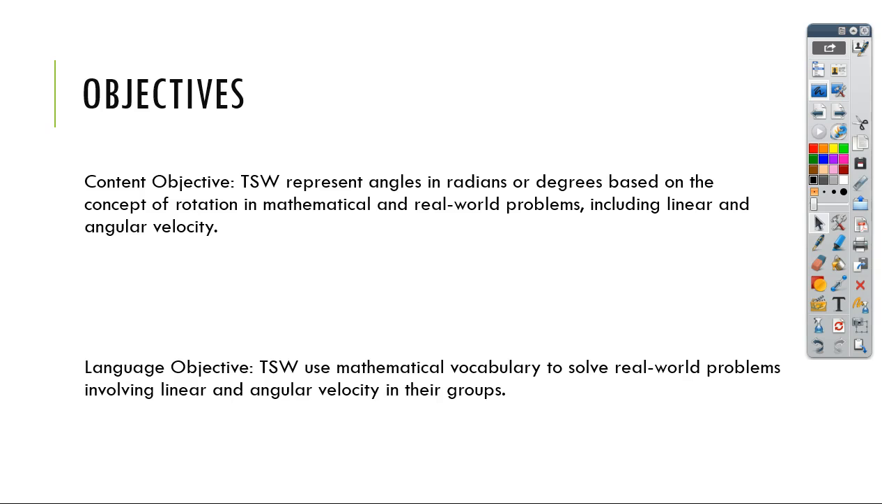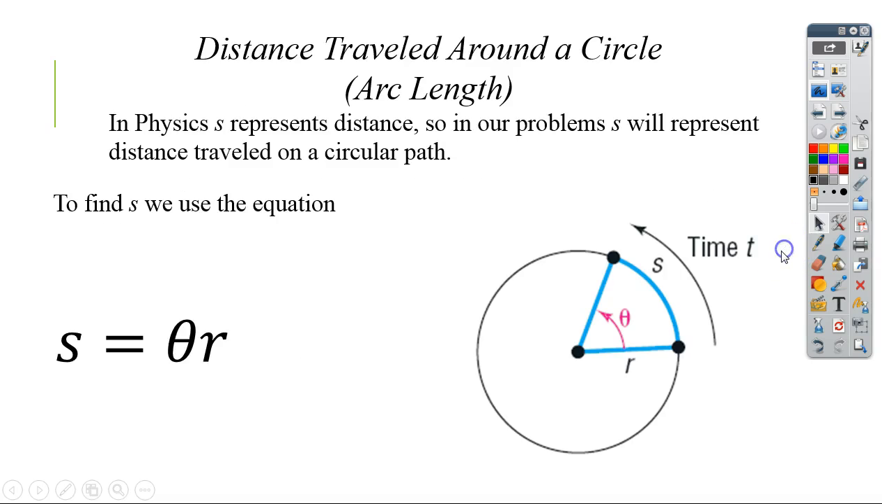So today's objectives, you're going to represent angles in radians and degrees, and based on the concept of rotation in the mathematical real-world problems, including linear and angular velocity. In order to talk about linear and angular velocity, you have to understand what we're going to be talking about. We're going to talk about the velocity or the speed of how fast something rotates around a circle. And there are two types of speed, okay? And we'll talk about them.